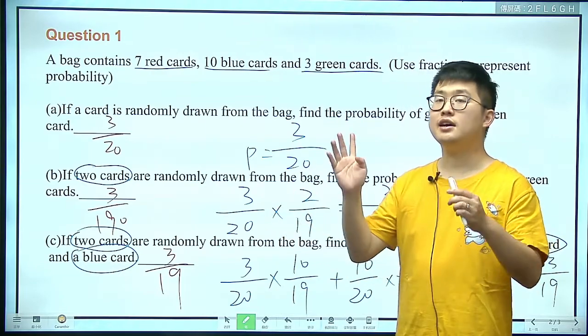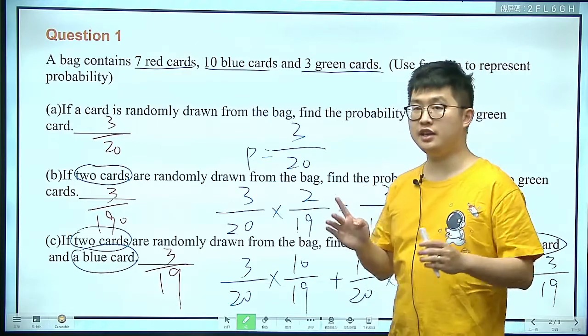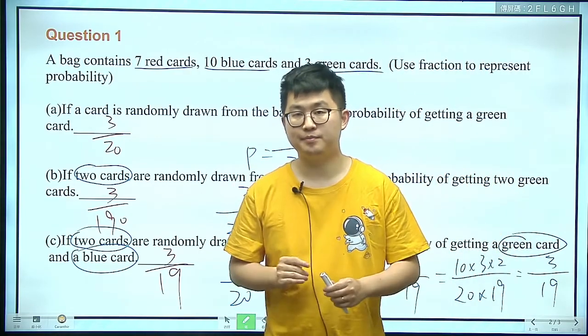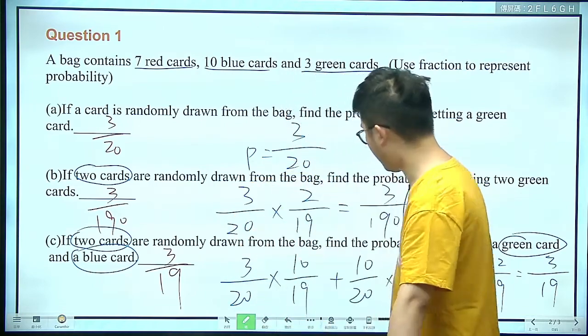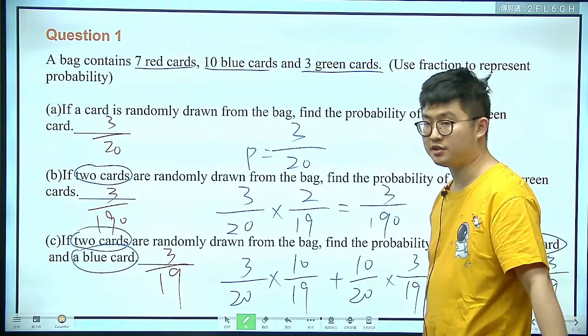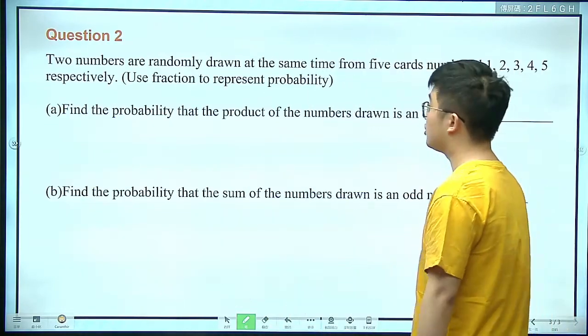All right. And if there are more than one step, then we should calculate the probability for each step and multiply them. And if there are more than one scenario, we should plus them. All right, so let's take this to question number 2.